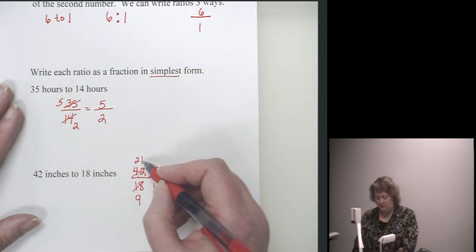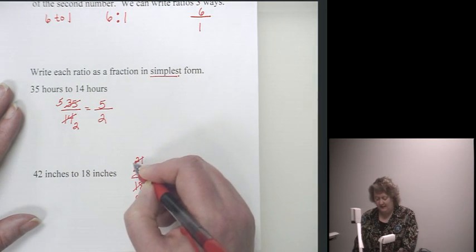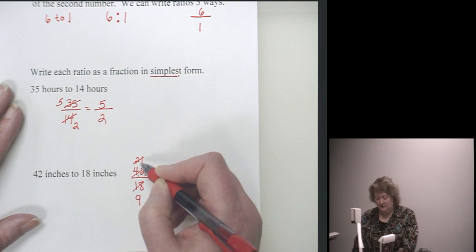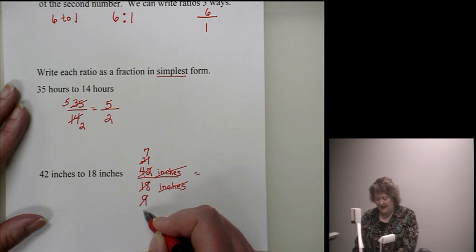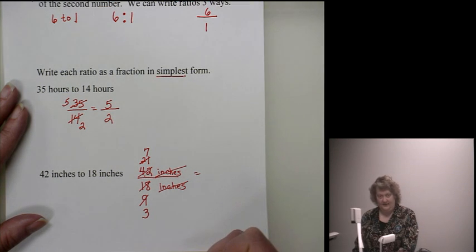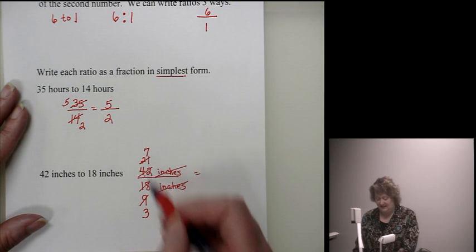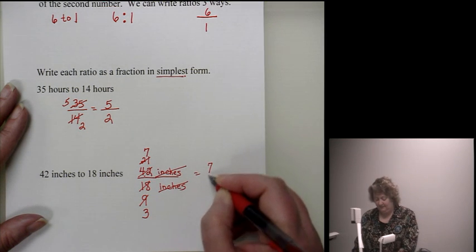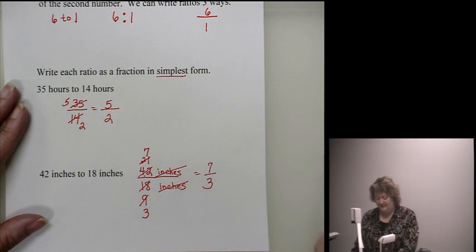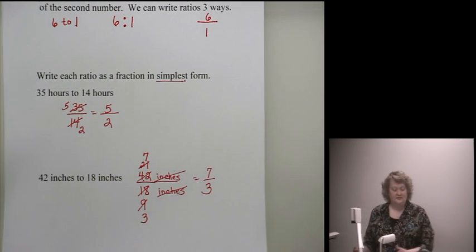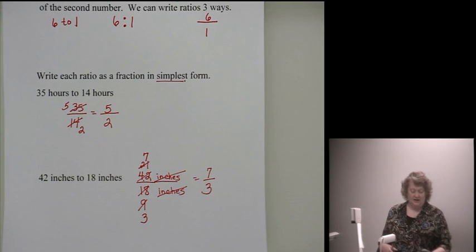Then we can say, well, 21 and 9 are both divisible by 3. 3 will go into 21 7 times. 3 will go into 9 3 times. Then we have it in lowest terms because there is no number that'll go into both 7 and 3. So we have a 7 to 3 ratio. And notice that I'm reading it that way because we're in ratio form.